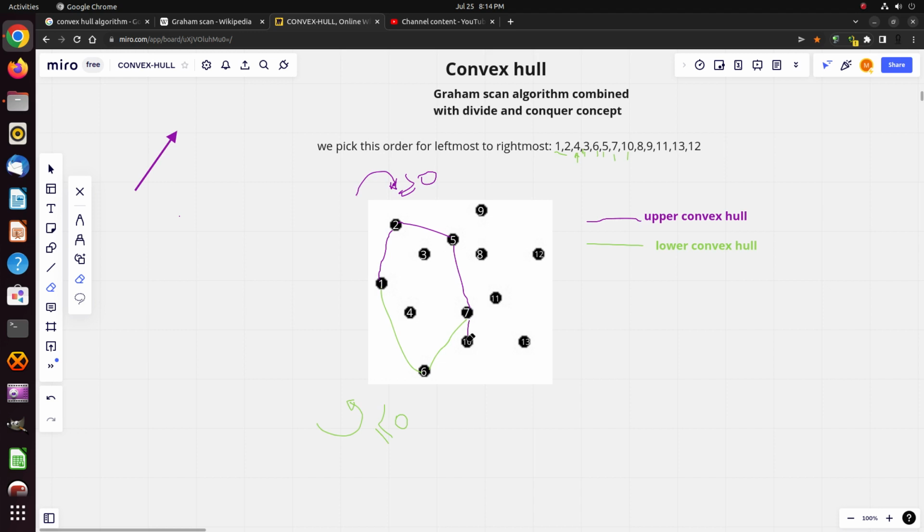Can we add the 10 to 1, 6, 7, the lower hole? We have to compute 10 with respect of 6, 7. The rotation is positive, so we cannot. 10 with respect of 1, 6, negative, we can add. Like this.